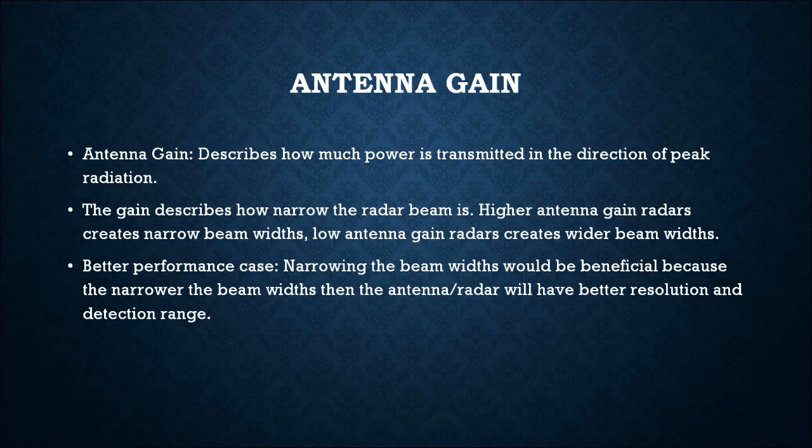And the antenna gain can be controlled just like beamwidths can. They can be controlled or calculated based on the beamwidths, because as mentioned before, in a transmitting antenna, the antenna gain describes how well the antenna converts the input power into radio waves in specific directions. This implies that the gain describes how narrow the radar beam is. So in other words, if you have higher antenna gain, radars can easily create narrow beamwidths. For lower gain antennas, you're going to create wider beamwidths.